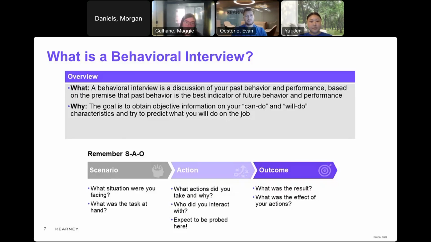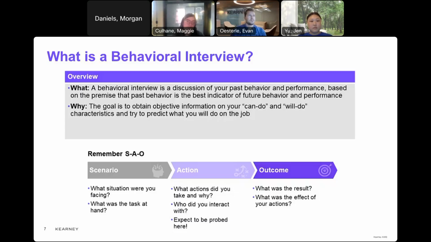We're looking for action-oriented folks who drive impact. And so we're going to ask you about how you've done that in your past. The goal is to get information on what you can do and what you will do, and learn about how you react in a variety of situations, because consulting can be pretty difficult and clients can throw a lot at us. When you're thinking about preparing for your behavioral interview, we recommend using the SAO framework.